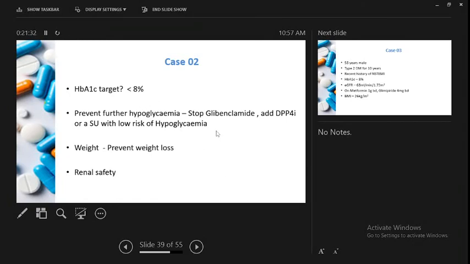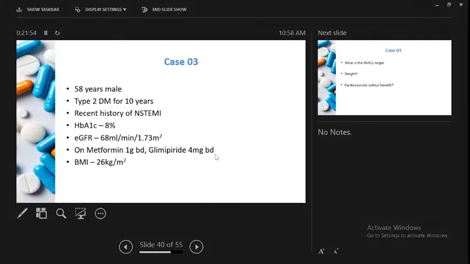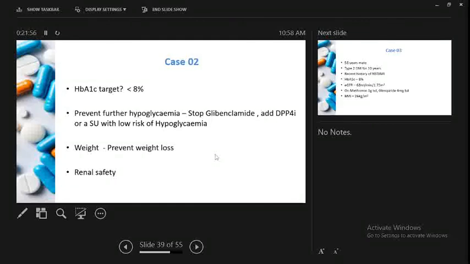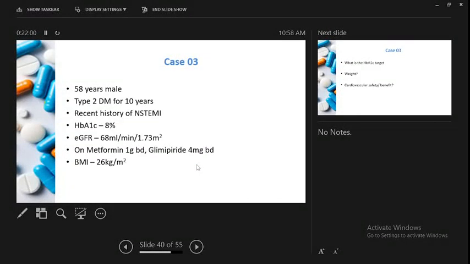In order to prevent further hypoglycemia, we can stop glibenclamide in this patient and then probably add a DPP-4 inhibitor or a sulfonylurea like gliclazide, which has a low risk of hypoglycemia. It's also important to prevent weight loss, so better not to start drugs like SGLT2 inhibitors. For renal function, we have to think about renal safety when starting any medication.